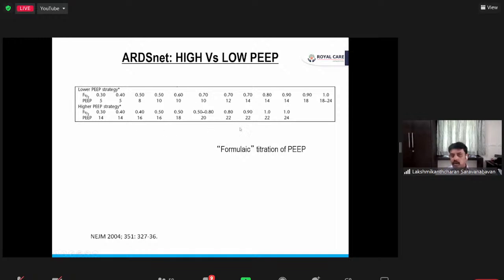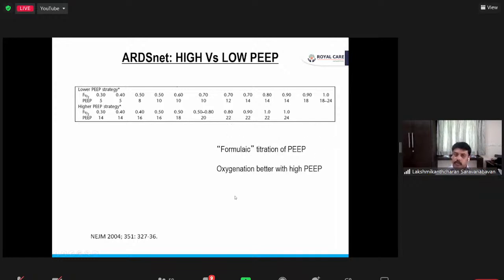So based on this table, approximately, if FiO2 is around 80, you keep a PEEP of 60. It is 0.2 into the FiO2. If the FiO2 required is 70, you keep a PEEP of 40. If the FiO2 is 90, you keep a PEEP of 18, and a maximum of 20 if the FiO2 requirement is 100. This is what was initially chosen and used in the ARDSnet study.